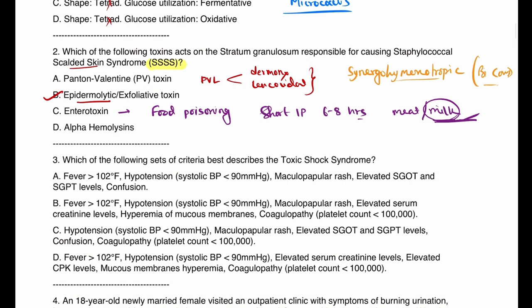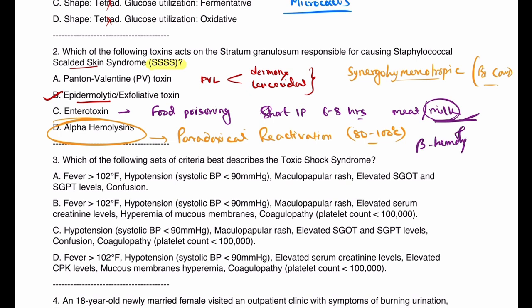That is very important. Next is alpha hemolysin. Remember, this is something which shows paradoxical reactivation. This paradoxical reactivation happens at around 80 to 100 degrees centigrade. At around 70 degrees it is inactivated, and after that, at 80 to 100, it may again reactivate. This alpha hemolysin is important. Beta hemolysin is going to show something which is known as the hot-cold phenomenon.